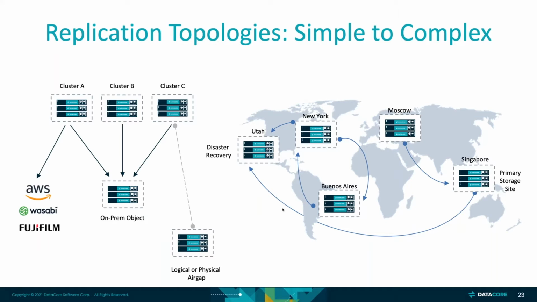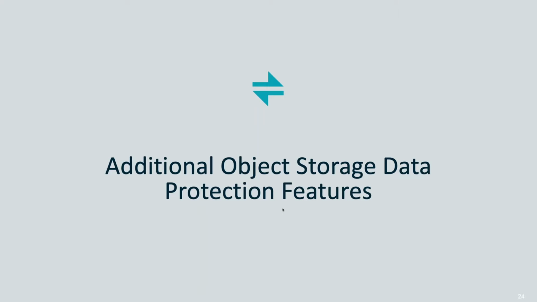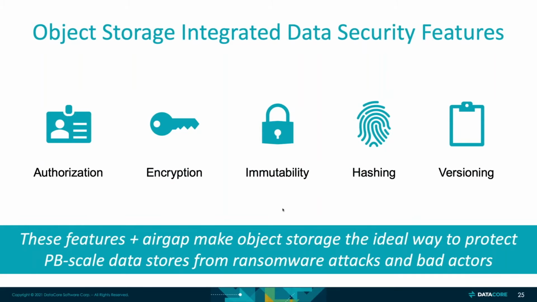And there are a number of other features that are inherent to object storage. Some unique to Swarm, some are available in most object storage solutions. But why don't you walk everyone through each of these and how they can protect data at scale?